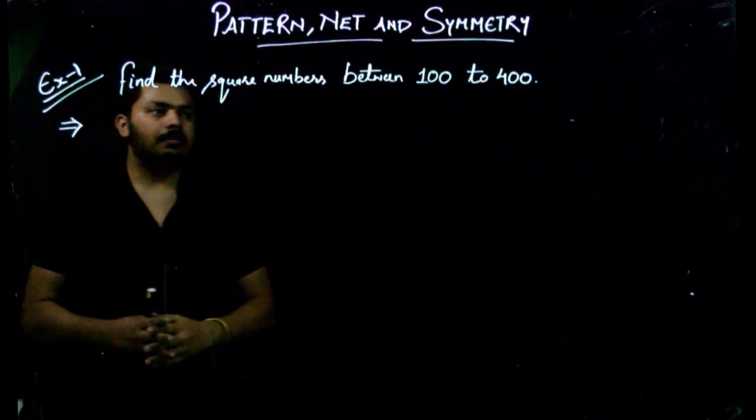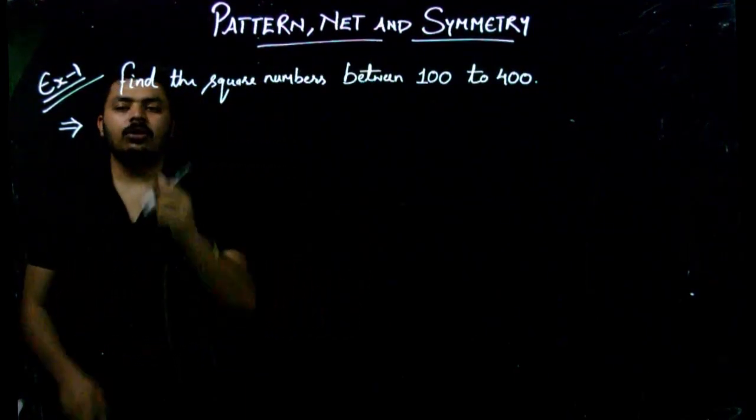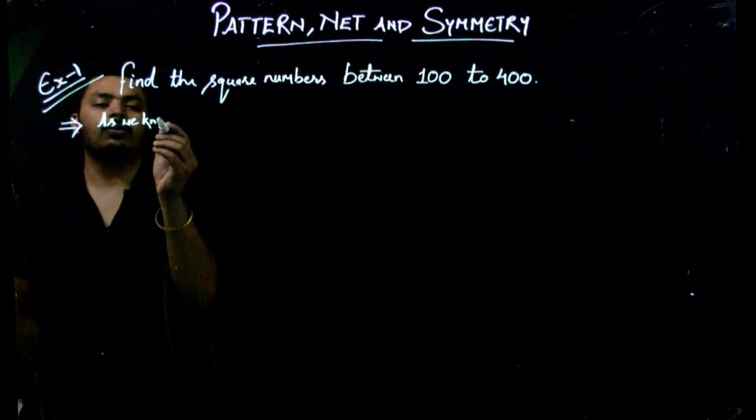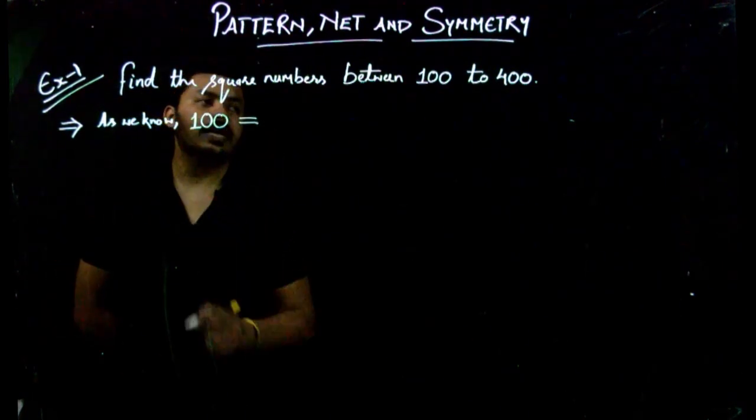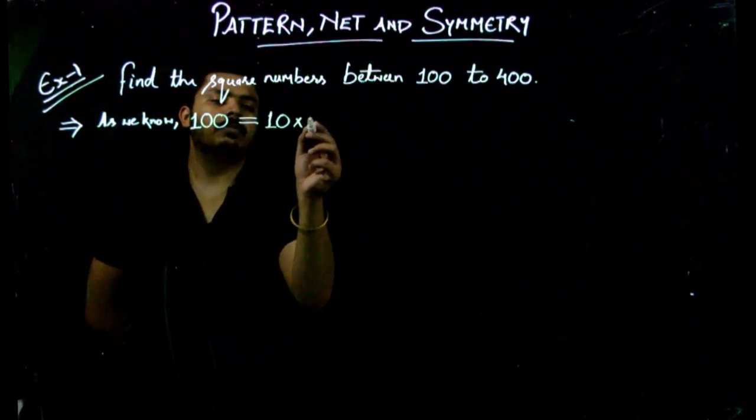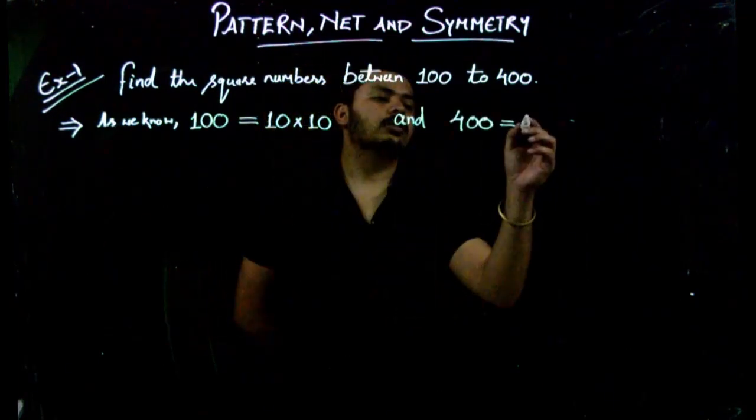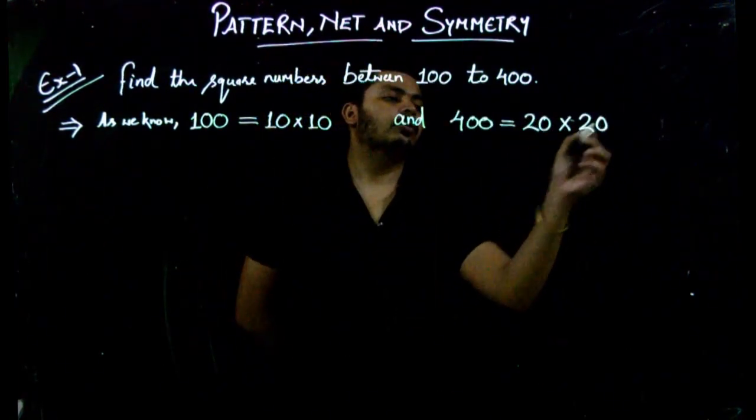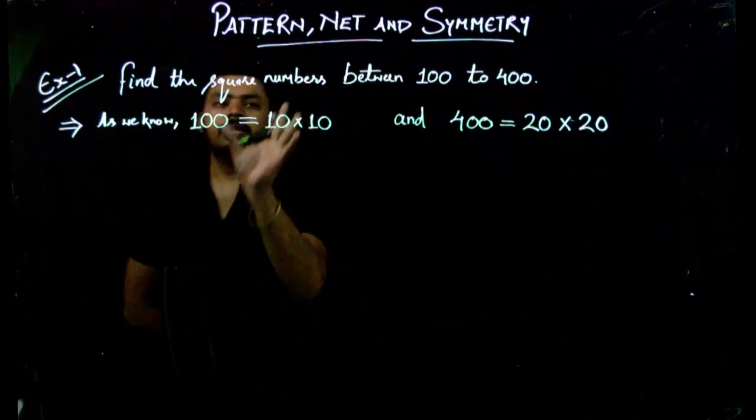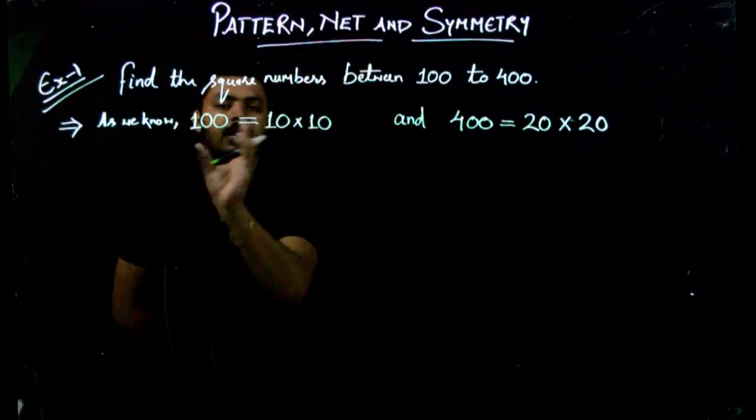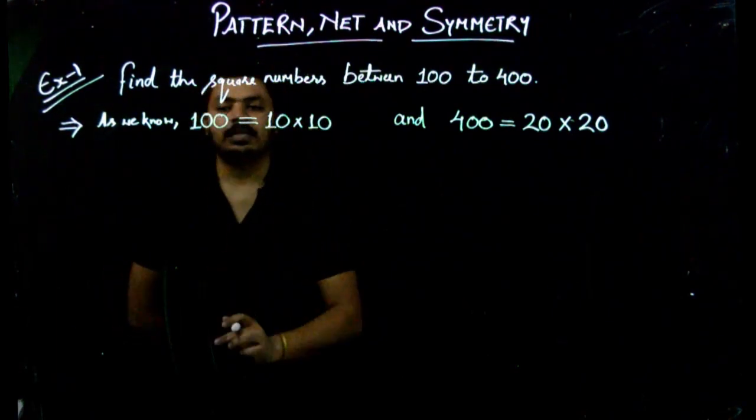Find the square numbers between 100 and 400. So as we know, 100 is a square of 10, so it can be written as 10 multiplied by 10. And 400 is the square of 20, that is 20 into 20. So if we have to find the square numbers between 100 and 400, we start from the next number after 10, that is 11.